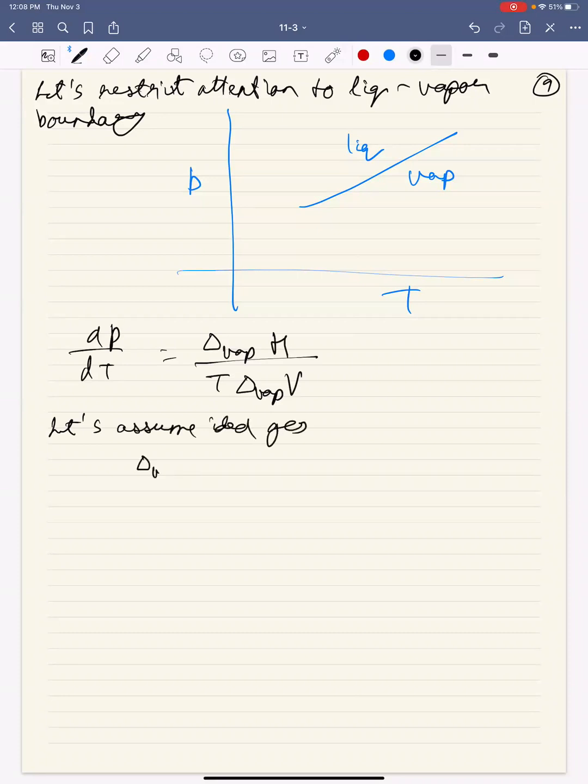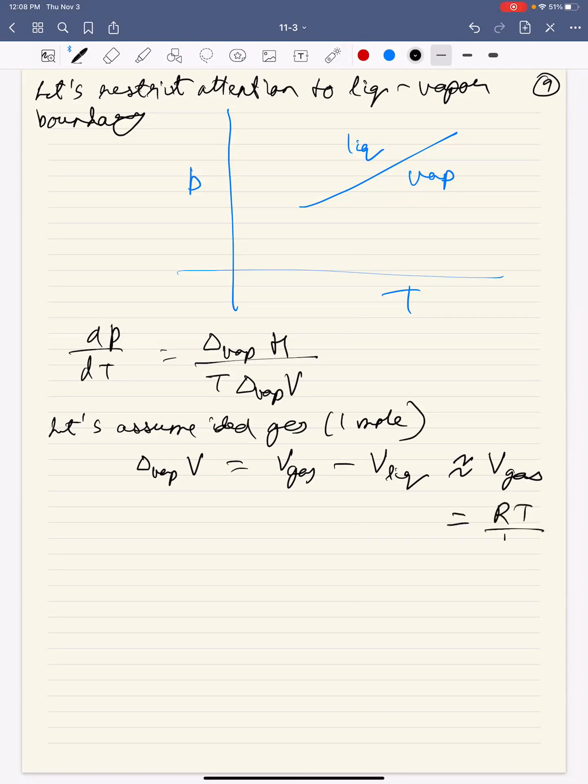And let's look at delta vaporization volume, which is V gas minus V liquid. We know this is a very large number, but on top of that, let's assume this is approximately V gas. It expands so much that we ignore the liquid part. Okay, so we are making assumptions now, which we did not do for the Clapeyron equation. We are assuming an ideal gas, and let's assume 1 mole. Let's not worry about the molar; we'll just multiply by the number of moles later. So this is going to be RT by P, right? If we assume an ideal gas.